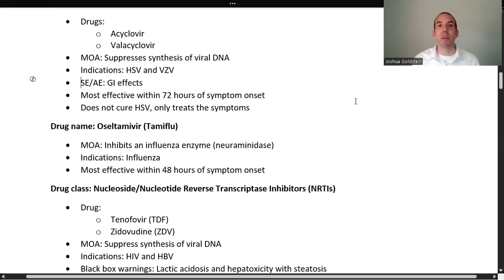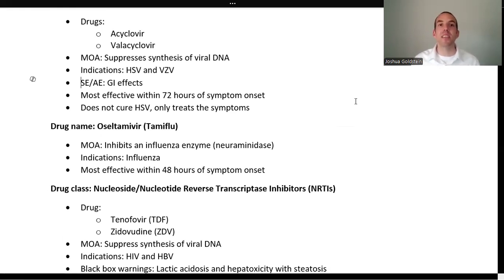We have Acyclovir, Valacyclovir, there are a few others. These suppress the synthesis of viral DNA. It's the only drug that does that exact thing. We use this for herpes. We use this for varicella. These drugs do have GI effects. It is important to know that there is no cure for herpes, for varicella. However, this does reduce the symptoms and hopefully resolve the symptoms quicker than they would without medication.